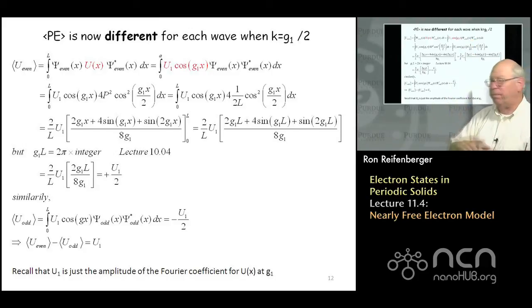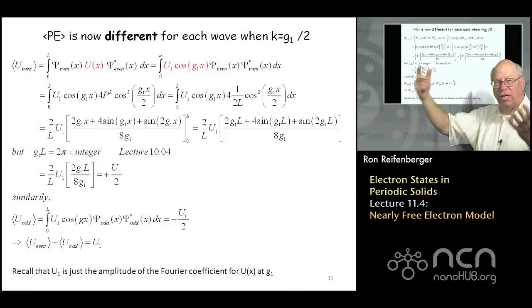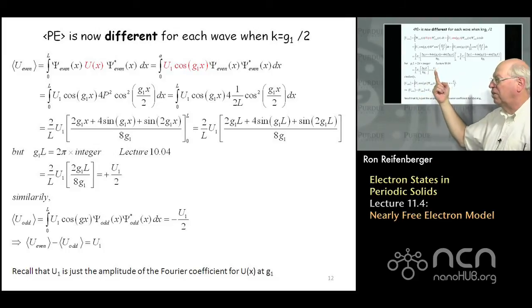We also have to repeat the calculation for the odd expectation value for the potential energy. So, I worked through the arithmetic. You can check my algebra at home. But what you find is that the expectation value for the potential energy for the even wave functions turns out to be equal to U1 by 2.